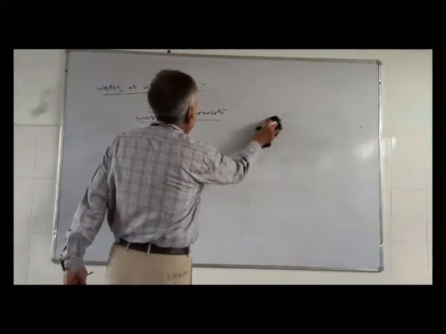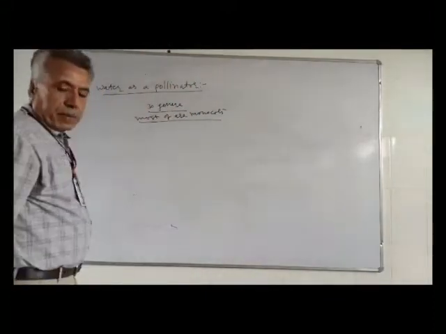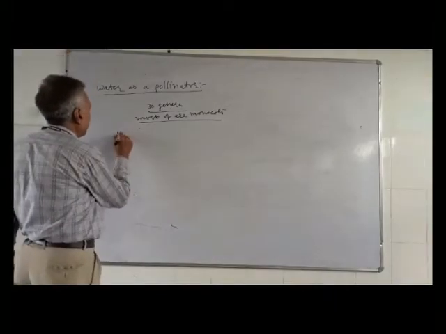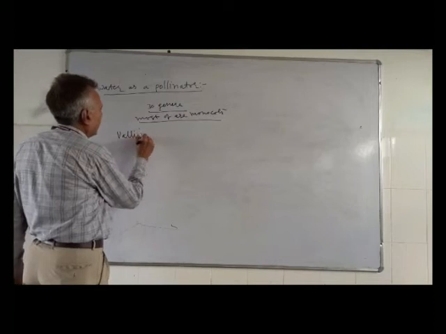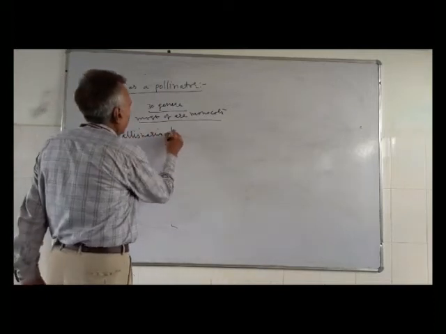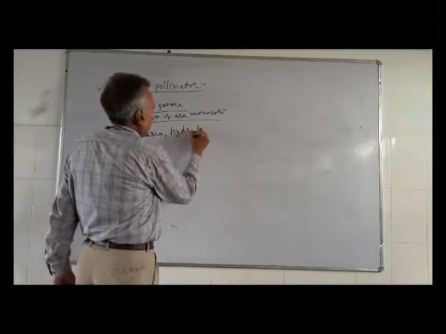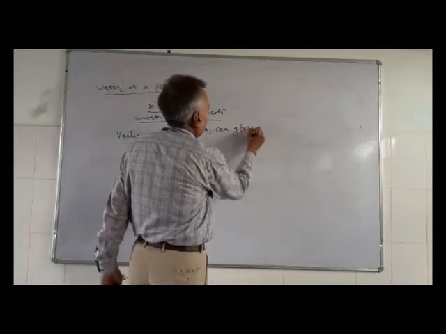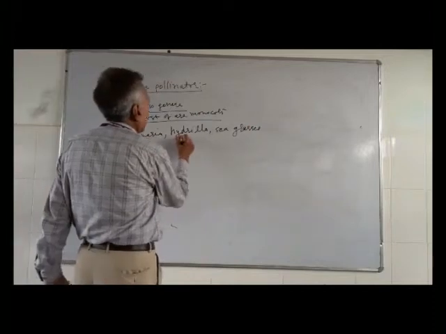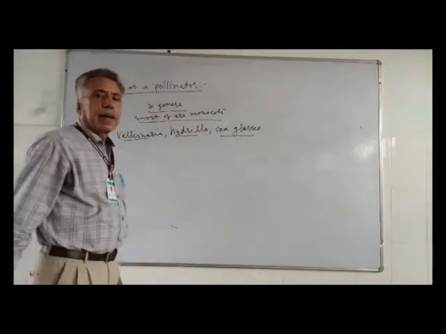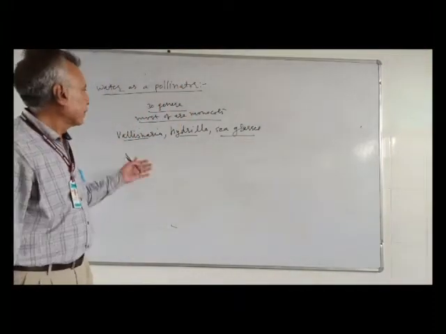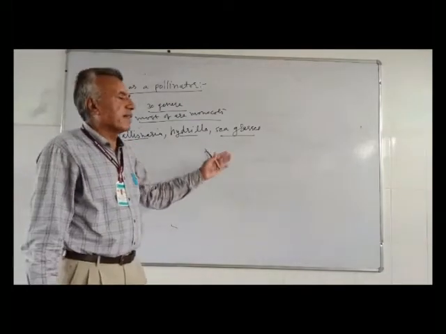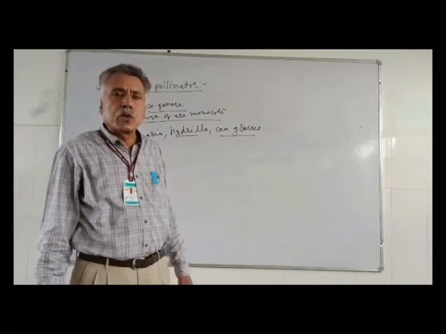The plants which are pollinated by water, for example, are Vallisneria, Hydrilla, and sea grasses. These are some examples I have written on the blackboard. These plants use water as a pollinating agent.